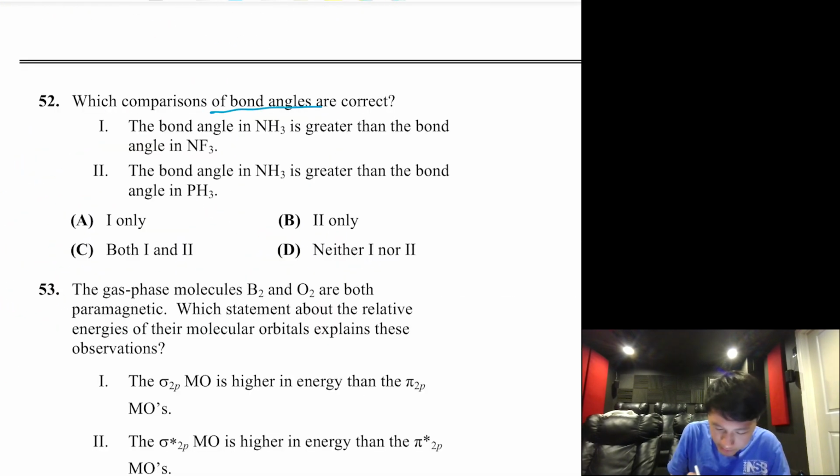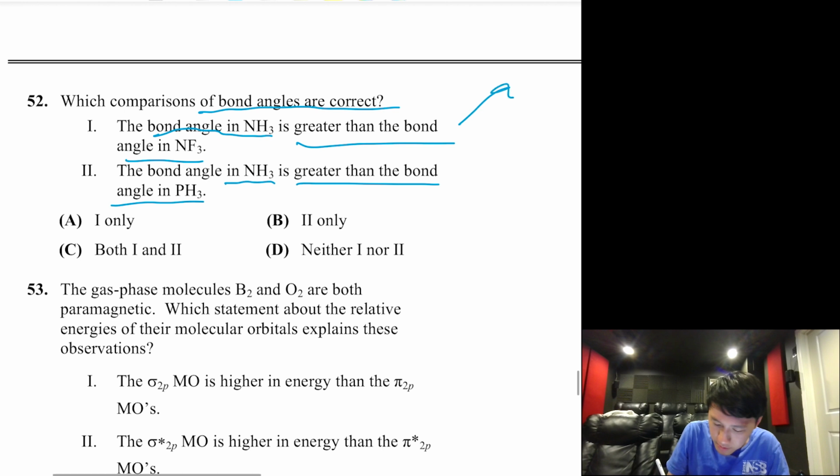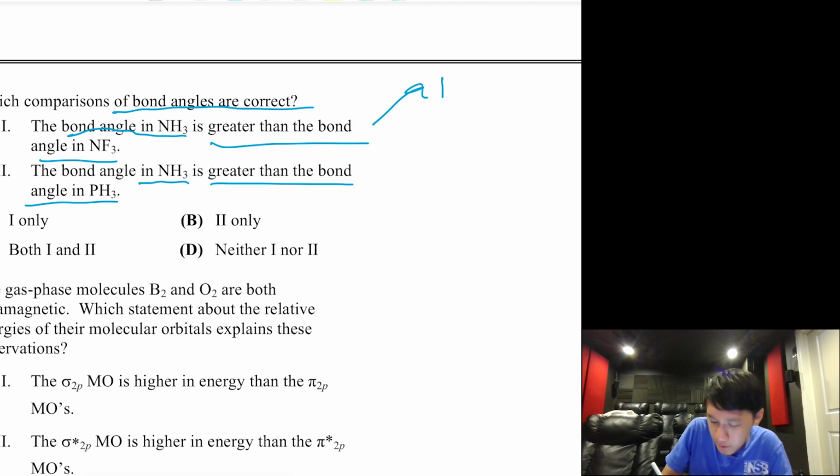Problem 52. Which comparison of bond angles are correct? 1. The bond angle in NH3 is greater than the bond angle in NF3. 2. The bond angle in NH3 is greater than the bond angle in PH3. So for the first question, what's going to be relevant to us is this concept called Bent's rule.